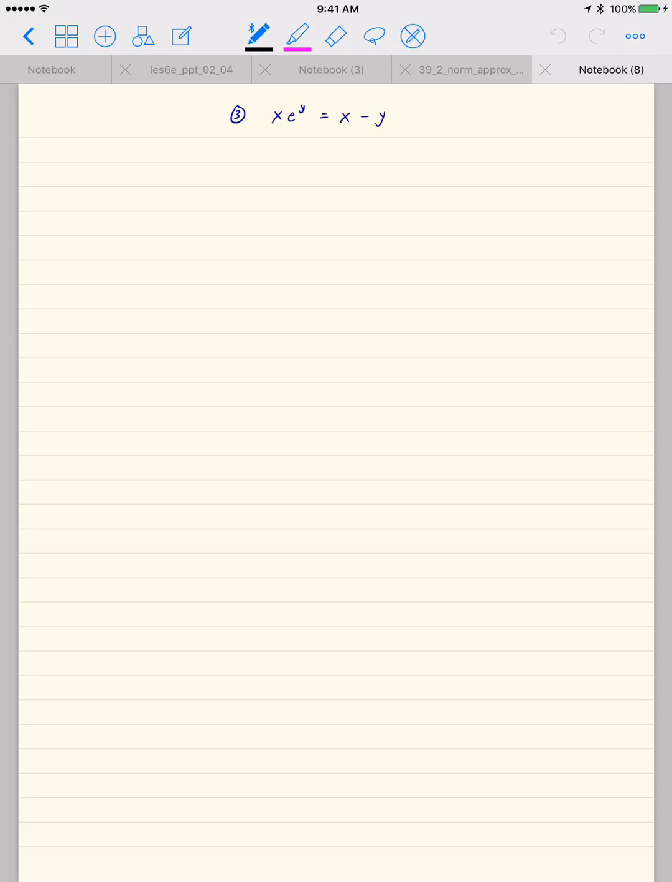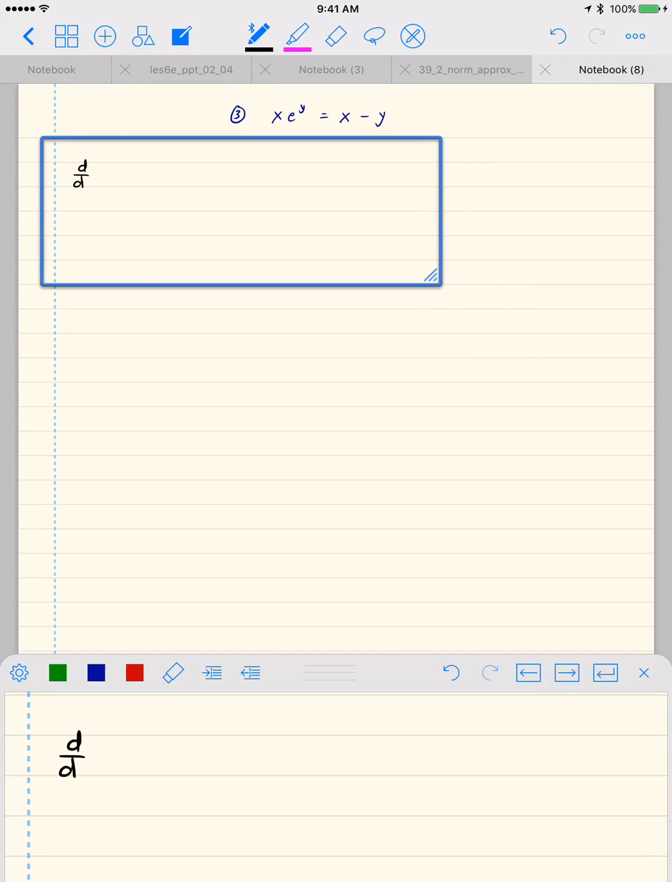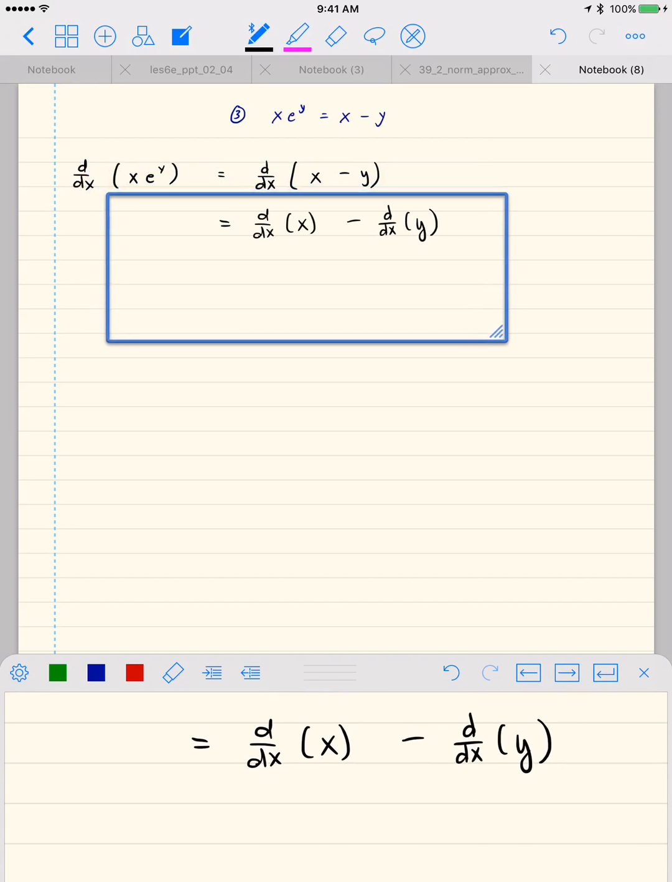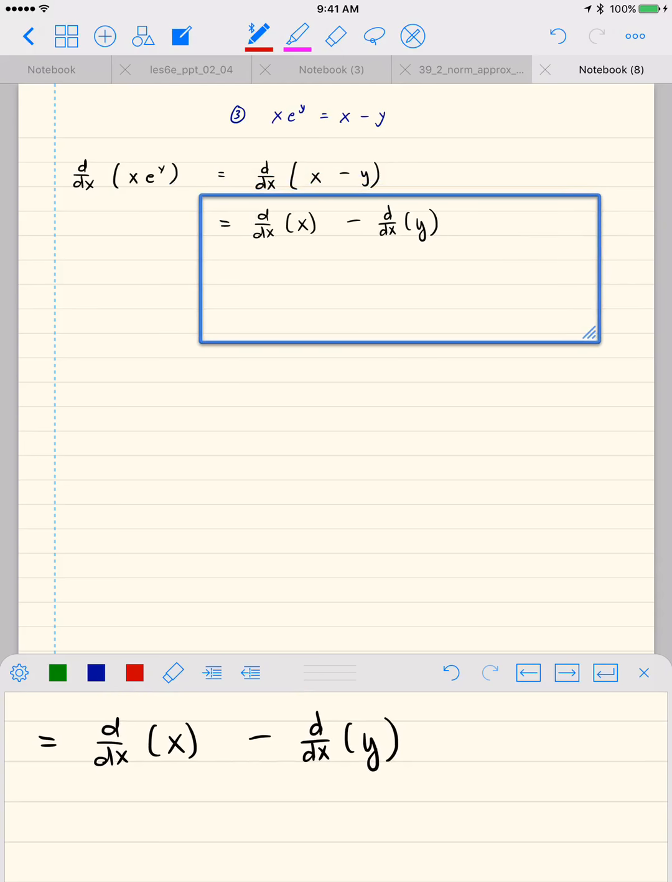So here we want to take the derivative with respect to x of both sides. So we'll have the derivative with respect to x of x e to the y is equal to the derivative with respect to x of x minus y. Now, of course, we can rewrite this as the derivative with respect to x of x minus the derivative with respect to x of y. Now, what is the derivative of x with respect to x? That's just going to be 1, right? What is the derivative of y? That's just going to be y prime.